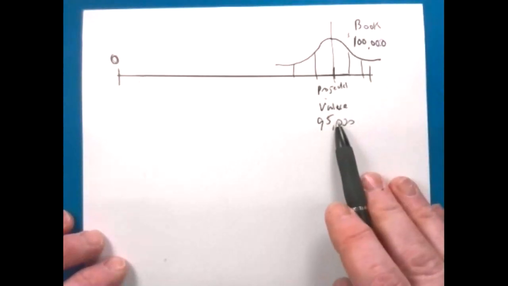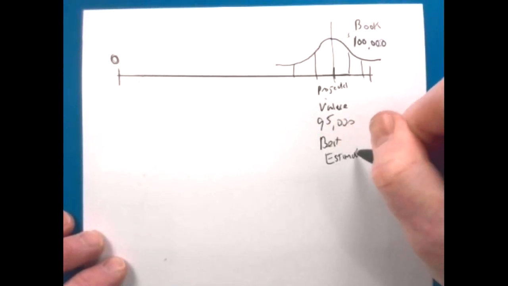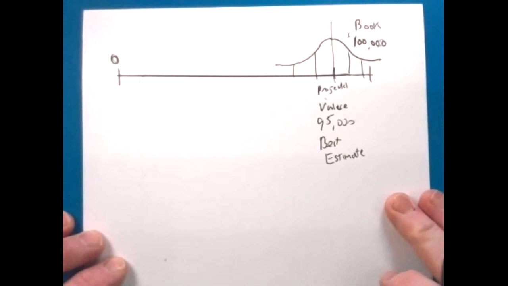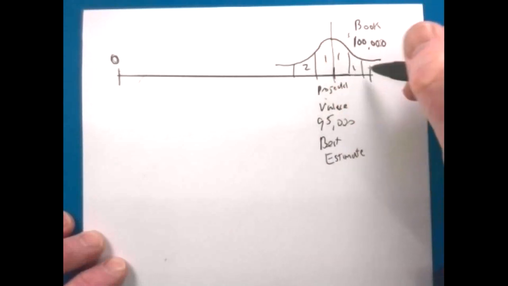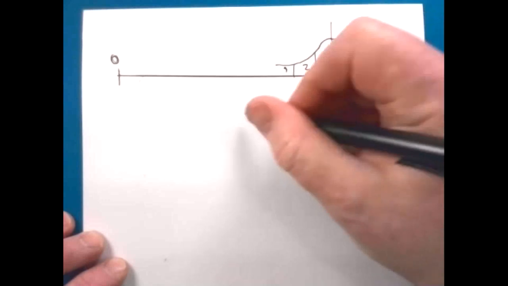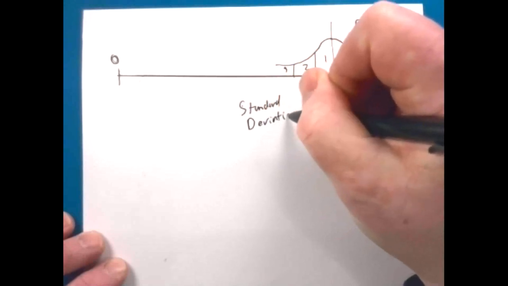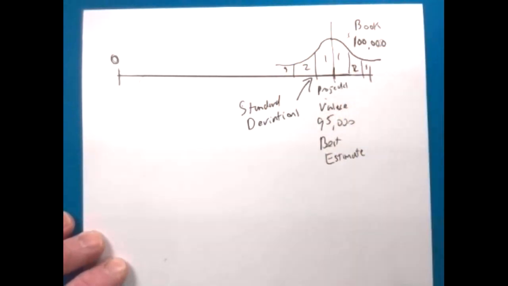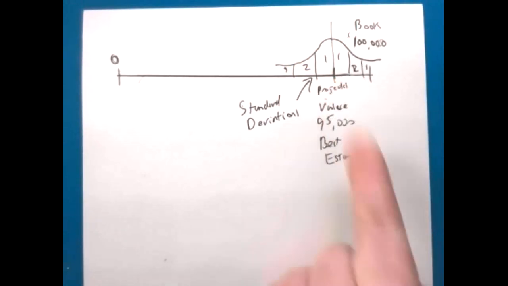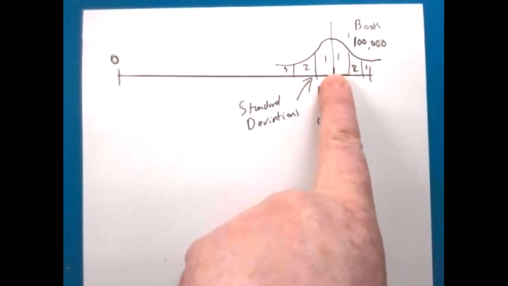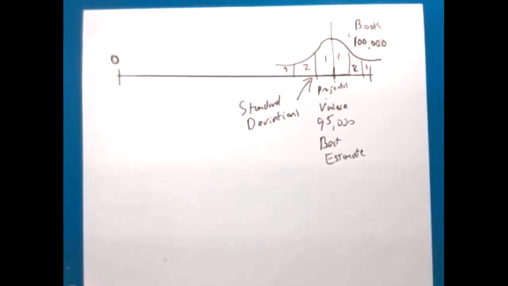That would be okay. Here's our best estimate. And it could be one standard deviation away, or two standard deviations away, or three. These are all standard deviations. So if the standard deviation was, I'm just making this up, 2,000, this would be 95,000 minus 2,000 or plus 2,000, and so on and so forth. So we have these standard deviations, and this gives us that kind of bell curve thing.